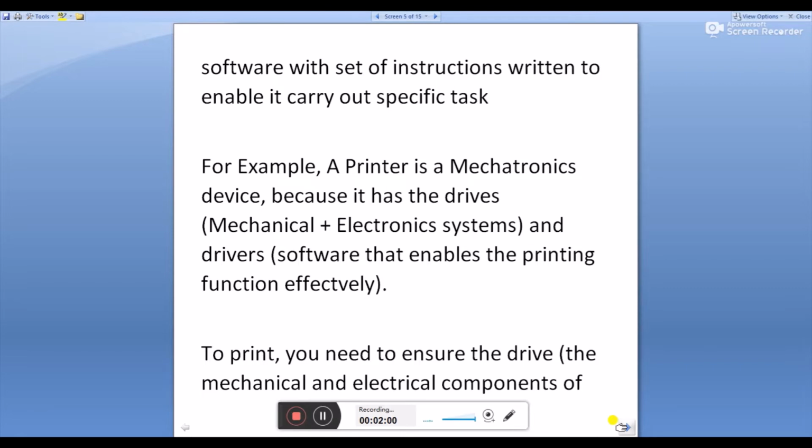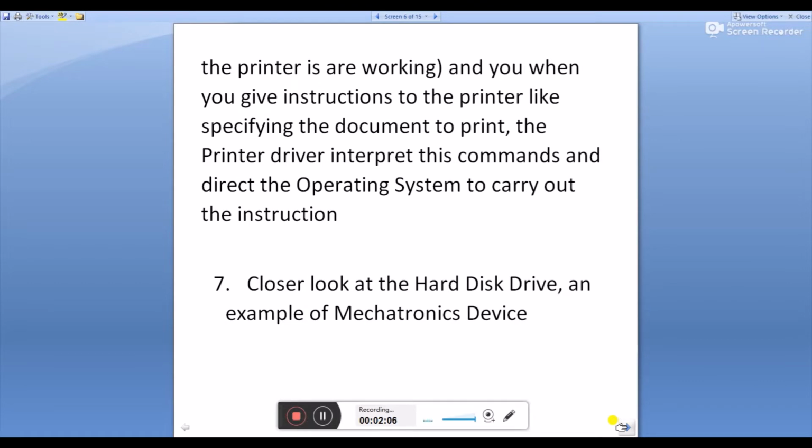So to print, you will normally have to switch on your printer, and you also have to give instructions to the printer, like specifying the document to print, the number of pages, and what color. So what happens is that when this instruction is given, the printer driver interprets these commands and directs the operating system to carry out the instruction.